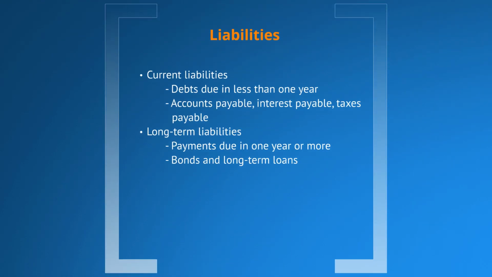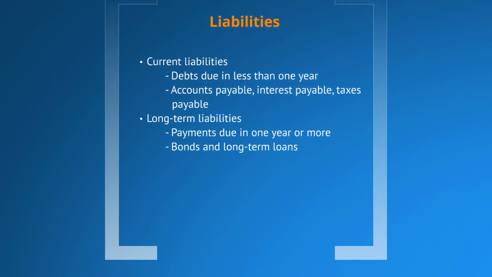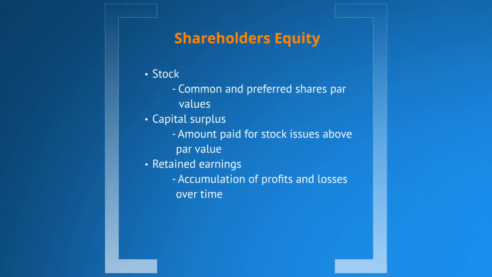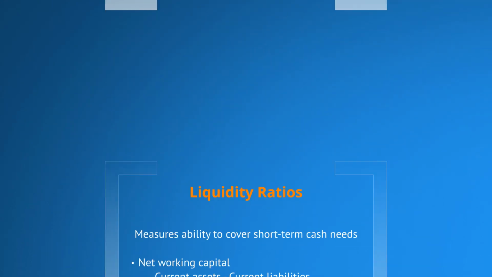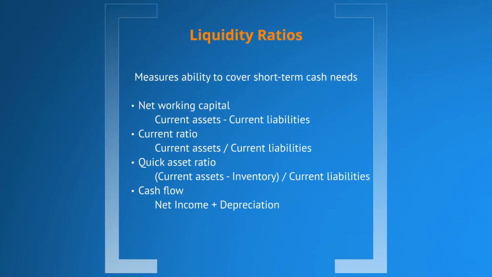And then on the other side of the equation, we have liabilities, current less than a year, long term greater than a year debt, and stockholders' equity, which is the stock, capital surplus, and the retained earnings of the firm. Further analysis tools include different types of ratios. Let's take a look at a few liquidity ratios, which measure short-term cash situations of the firm.